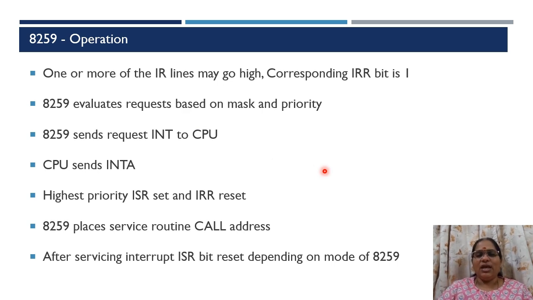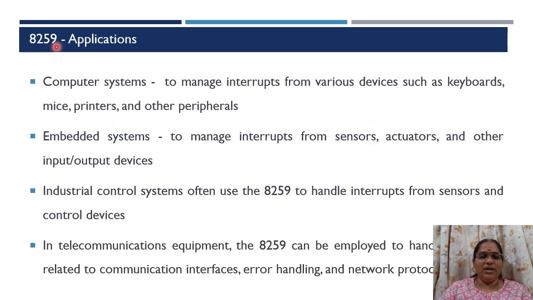Corresponding to the 8086 microprocessor, there is a programmable interrupt controller. So where is this being applied? The 8259 has applications in different computer systems, embedded systems, industrial control, and telecommunication. In computer systems, it is used for managing the interrupts from various devices such as keyboard, mouse, printers, or any other peripherals. In embedded systems, if you get many interrupts from sensors connected to your automated system, or your actuators, or any other input output devices, all will be managed.